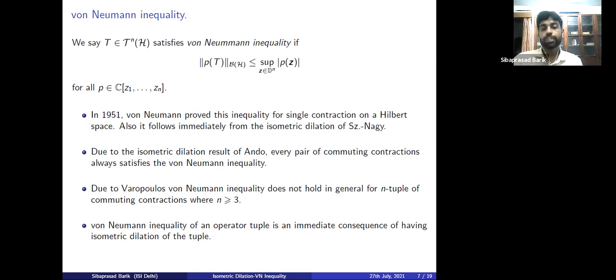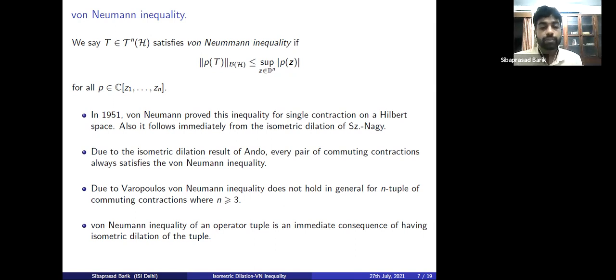So we have three things. Isometric dilation does not hold for n greater than or equal to 3 in general. The von Neumann inequality does not hold for n greater than or equal to 3 in general. And the von Neumann inequality is an immediate consequence of having an isometric dilation. So this leads us to investigate isometric dilation and the von Neumann inequality for a class of tuples of commuting contractions under a certain positivity assumption.